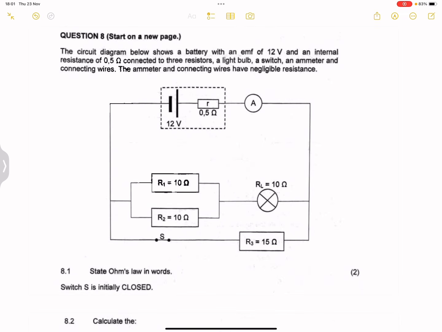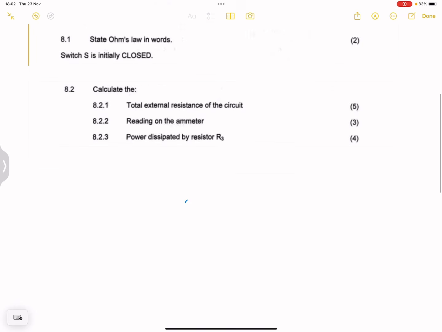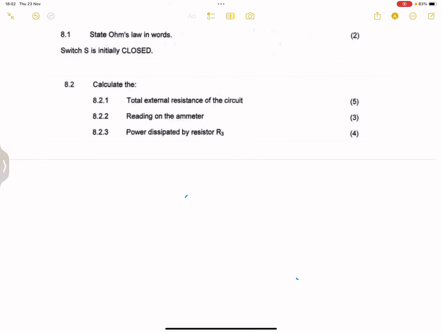So remember, we say that the current across a conductor is directly proportional to the potential difference provided that temperature remains constant, right? So they tell us that switch S is initially closed, right? So they want us to calculate the total external resistance in the circuit.